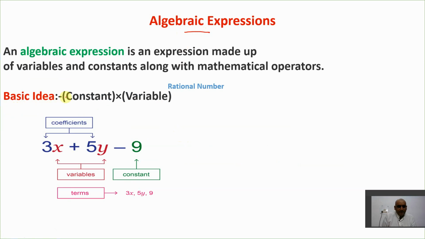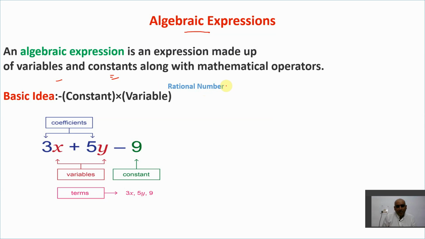I've written one idea. First of all, let's read the definition here. Algebraic expression is an expression made up of variables, constants, along with mathematical operators. Now, what do you mean by variable? What do you mean by constant? The word constant means which cannot be changed. If it is fixed, it is not going to be changed, right? Because it gets fixed here. Variable means which actually varies, which actually changes.